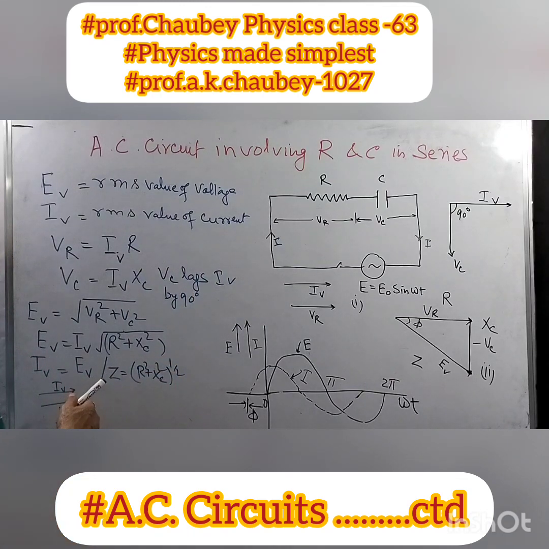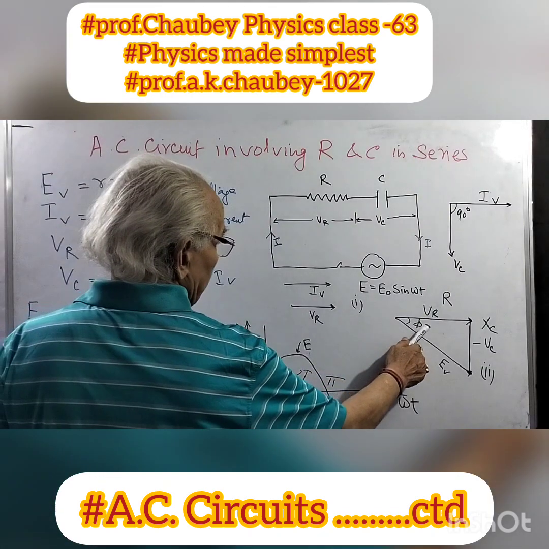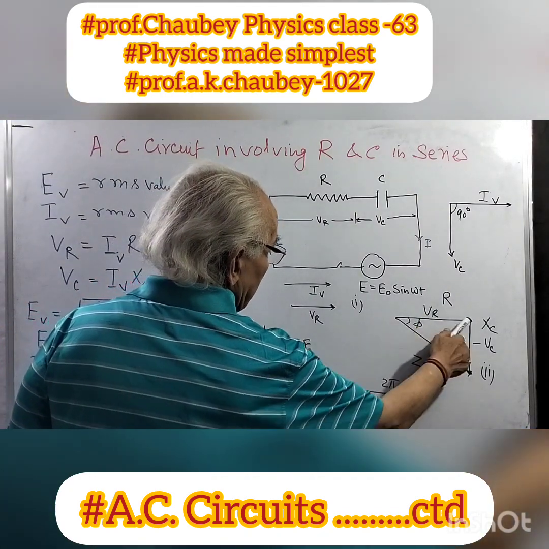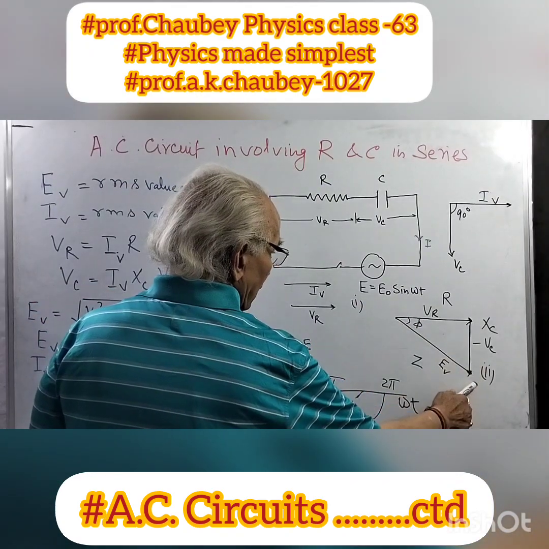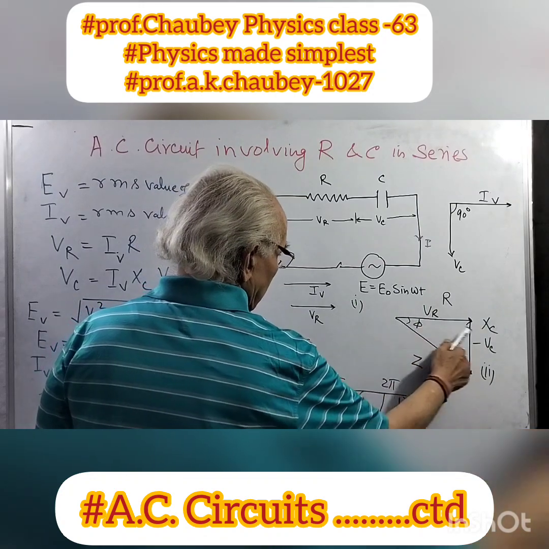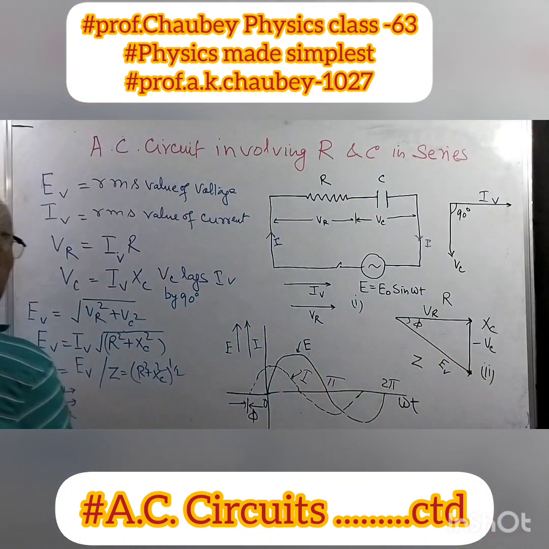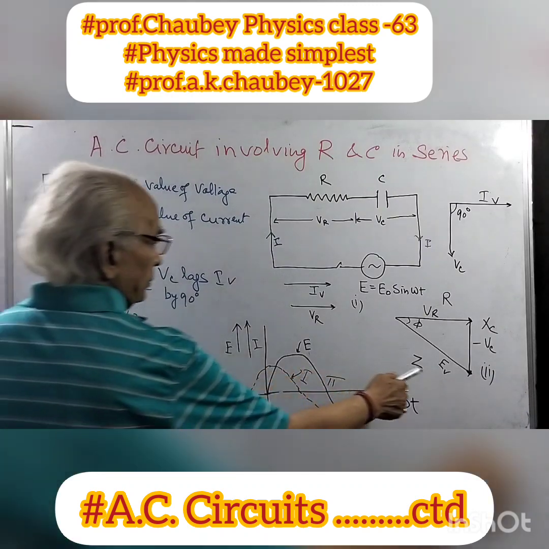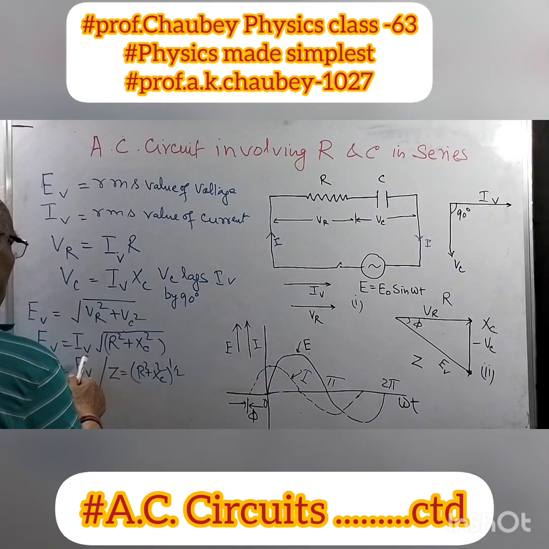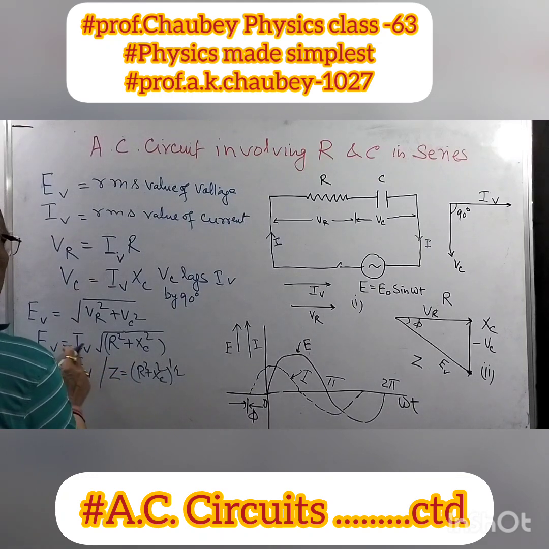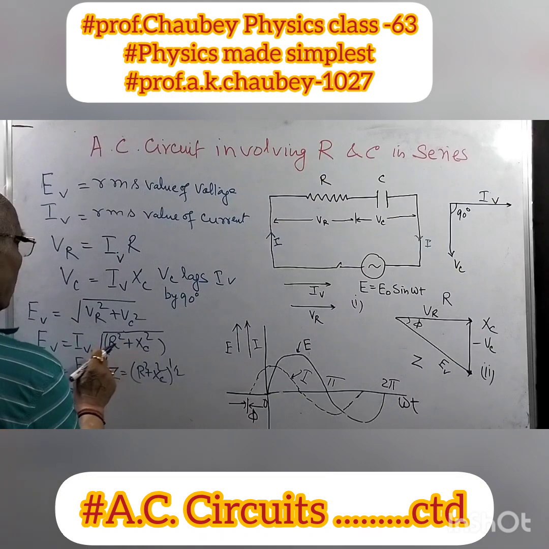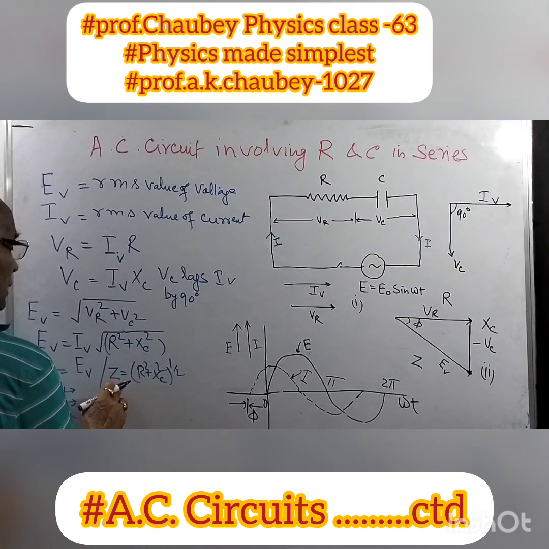Now you can have, say, this potential diagram. VR is in the same phase as I, and VC is at minus pi by 2. This lags behind, and the result of these two is given here, say EV. This result is EV. EV is equal to IV, the IR drop, IV into this, and Z is the impedance.